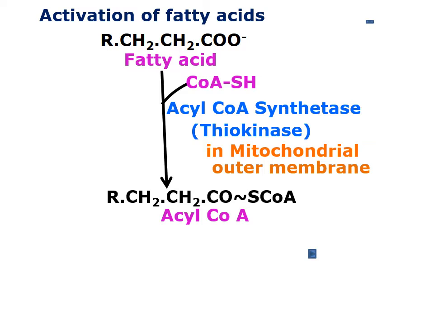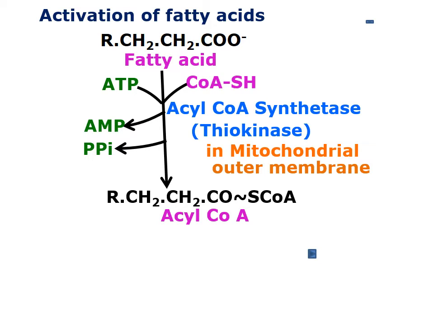In mitochondria, this thiokinase is present in the outer membrane. Mitochondria has two membranes, outer membrane and inner membrane. During this process, ATP is converted to AMP, meaning to say it has used up 2 ATPs. So this is the first step which takes place in the cytosol. Fatty acid is converted to the active form, acyl-CoA, in the presence of which enzyme? Acyl-CoA synthetase. Where is this present? In the outer membrane of the mitochondria using ATP.